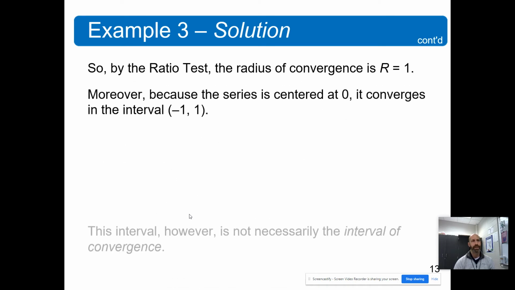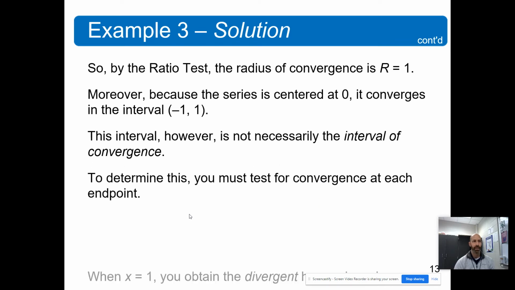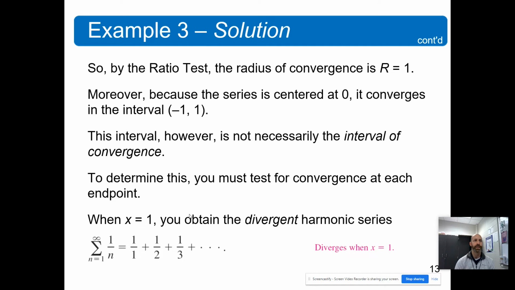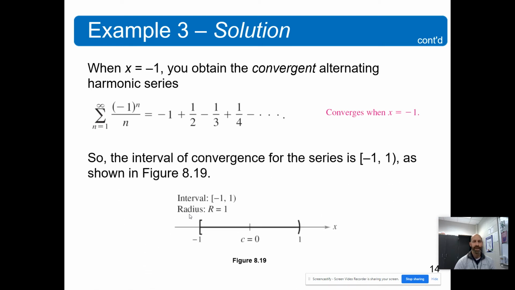Now we need to check the endpoints. This interval, however, is not necessarily the interval of convergence. To determine that, we need to test each endpoint. So I'm basically saying the same thing. Let's go ahead and plug in 1. When we plug in 1, we get the harmonic series. That's clearly divergent, so that's not going to be part of our interval of convergence. However, when we plug in -1, we get the alternating harmonic series, which is convergent. We've already studied that with the alternating series test. So in this example, the interval of convergence is from -1, including -1, to 1, not including 1.